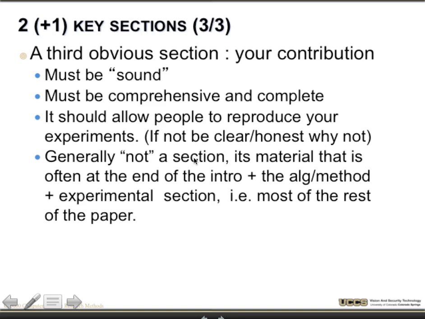As I said, in some fields this really is a section all by itself. It's generally not a section in computer science. It's often material that's at the end of the introduction where you might have a short summary of the contributions, where it tells you what they are, and then you have to look for the contributions in the algorithm section, the experimental section, and most of the rest of the paper will have all those things.